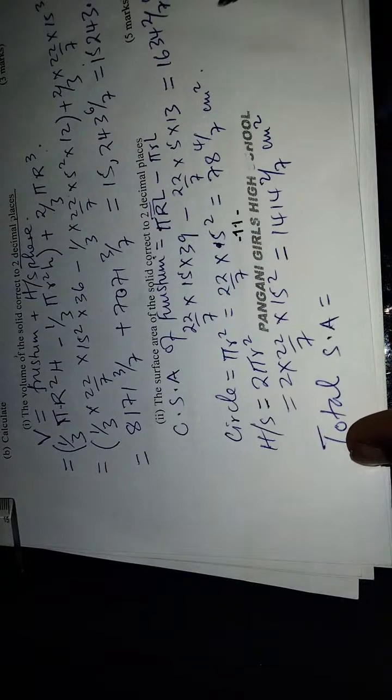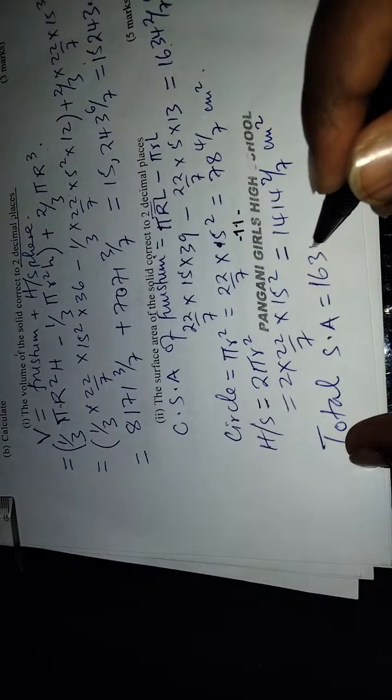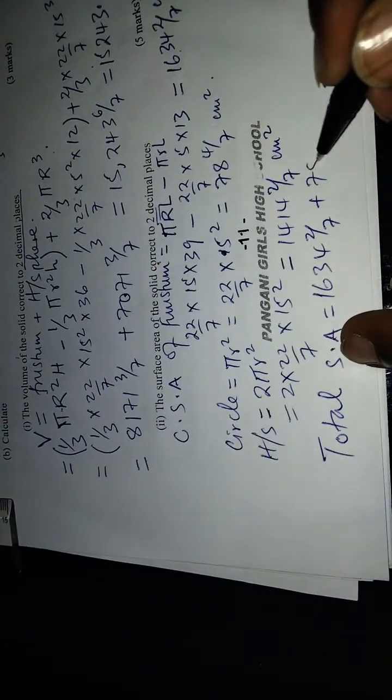Then there is now what we are calling the total surface area, whereby we will add the 3 surfaces. The curved surface of the frustum, which is 16, 3, 4, and 2 out of 7. The top circle, 78 and 2 and 4 out of 7. Then the hemisphere, 14, 14, and 2 out of 7. This gives us a total of 31, 27, and 1 out of 7.